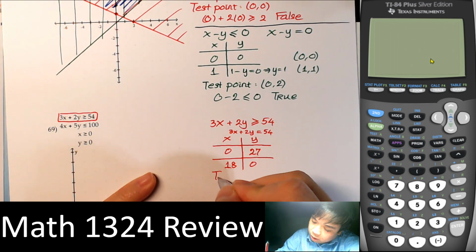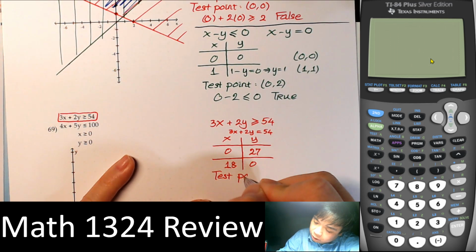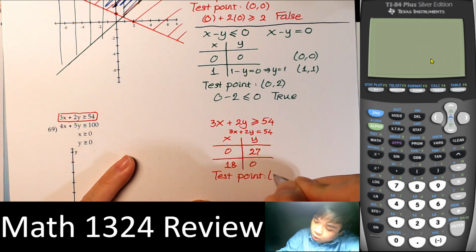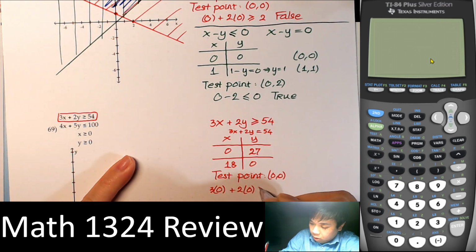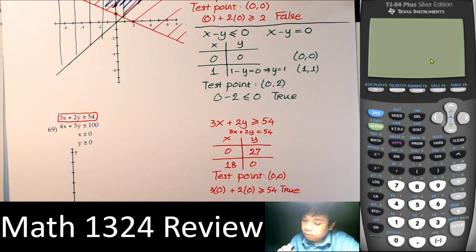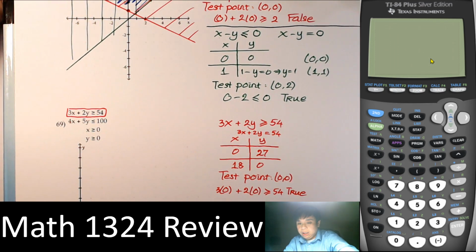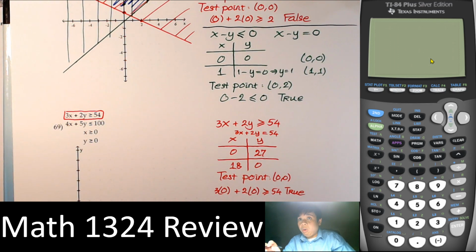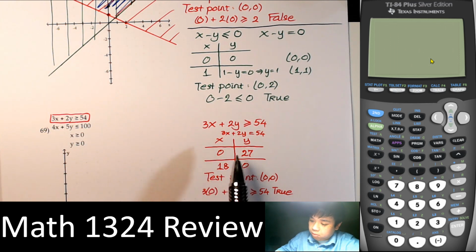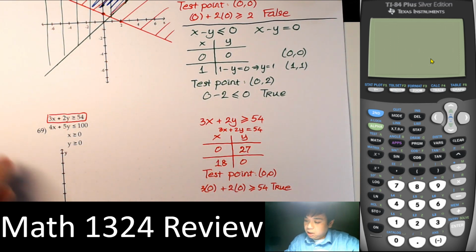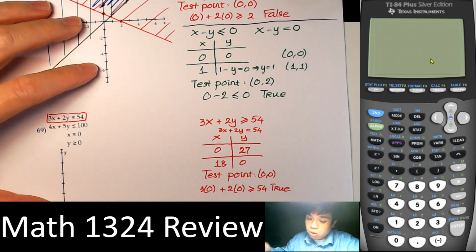Now test point. I would choose (0, 0), and put in there 3 times 0 plus 2 times 0 greater than or equal to 54, and that's why it's false. Right, so we have 1. Okay, we don't graph it yet until we see what will be the region to put on the coordinate system. That's the first one.